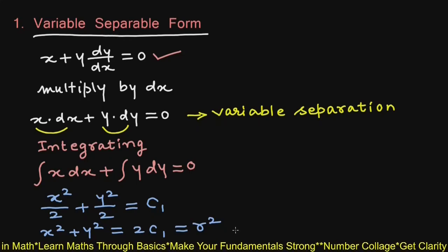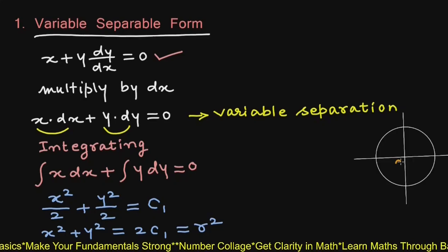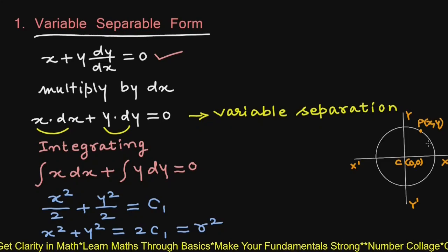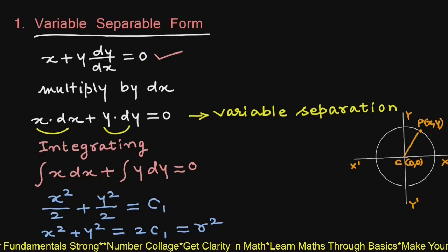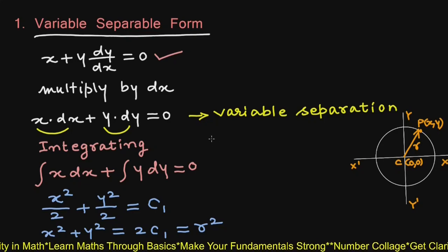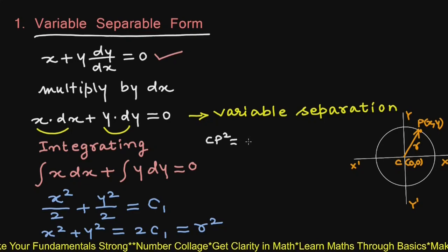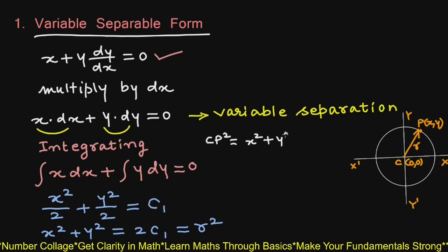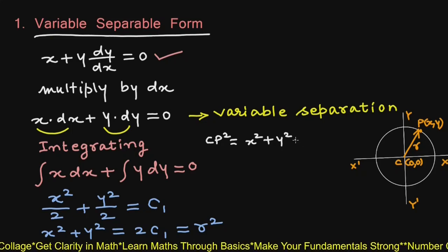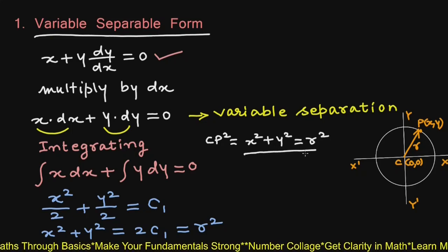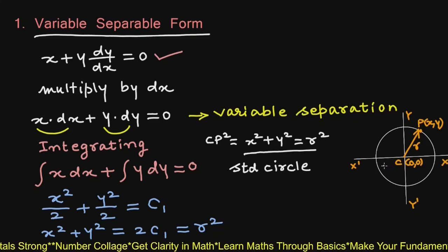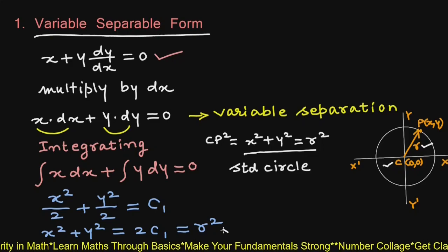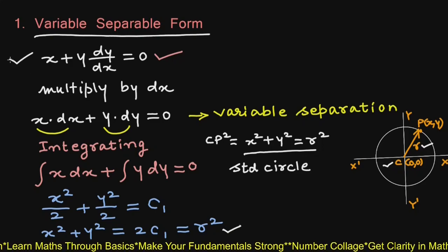This can be verified geometrically also. If center of the circle is at origin, P(x, y) is any point on the circle, and if radius is r, by distance formula CP square will be (x minus 0) whole square, x square, plus (y minus 0) whole square, y square, and CP square will be r square, which is the equation of the standard circle whose center is at the origin and radius equals r. So this is the general solution of this differential equation.